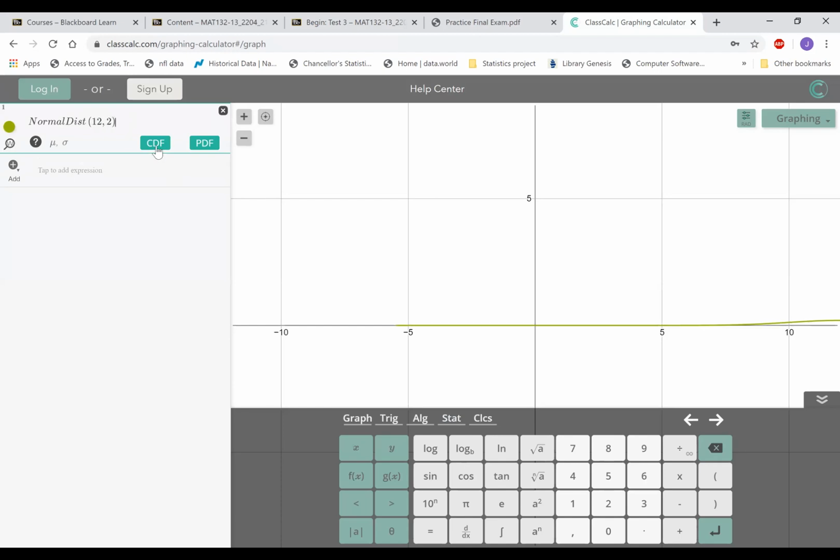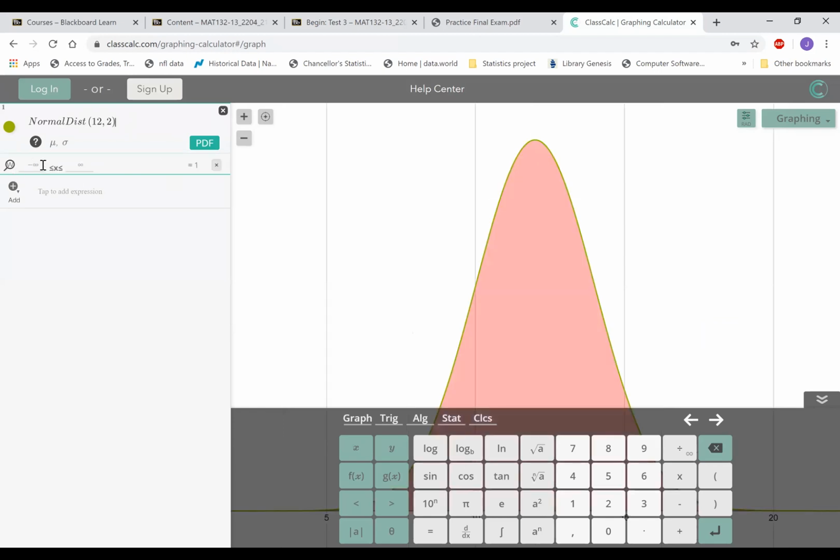Then select the CDF. For the lower bound, we said it was 10.02, and for the upper bound, we said it was positive infinity. For that one, you get the answer. If you look at my screen, it says 0.8389. So that's how likely that event is of occurring. Any question on how to do it on Class Calc?